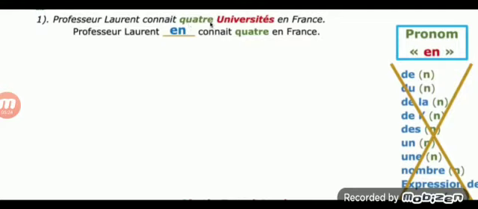That you remember. After the number, the noun will be present. Instead of that, now we are replacing. Professor Laurent knows 4 of them in France. Replace the noun university. So don't repeat the noun again in the answer. Instead, we are using the pronoun. So we are talking about 4 quantities. So the number you have to write; the noun no need to write again, replaced by the pronoun en.